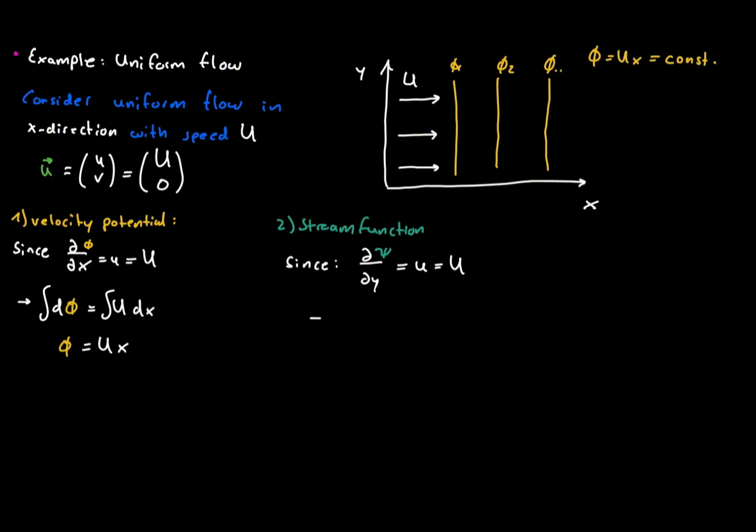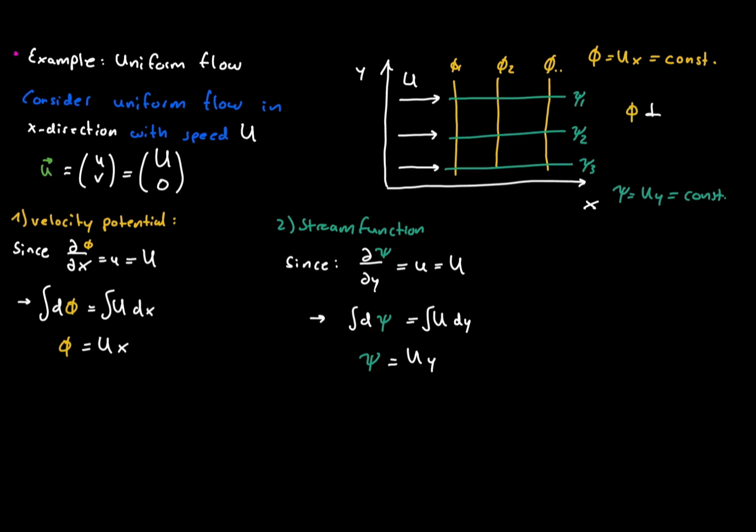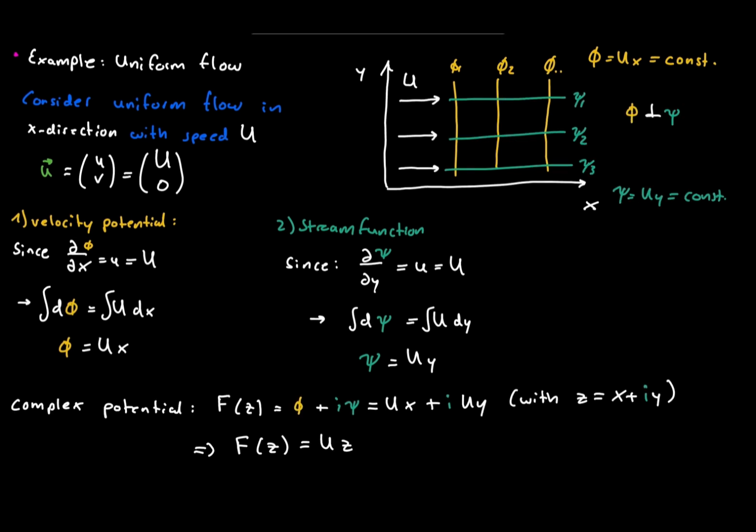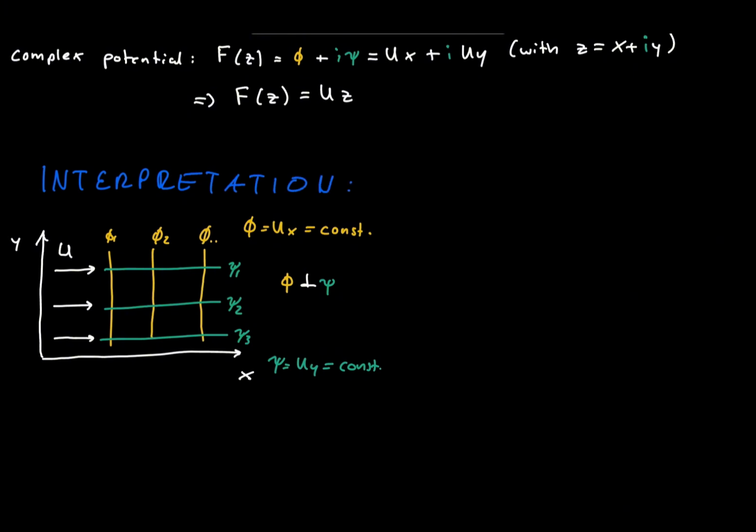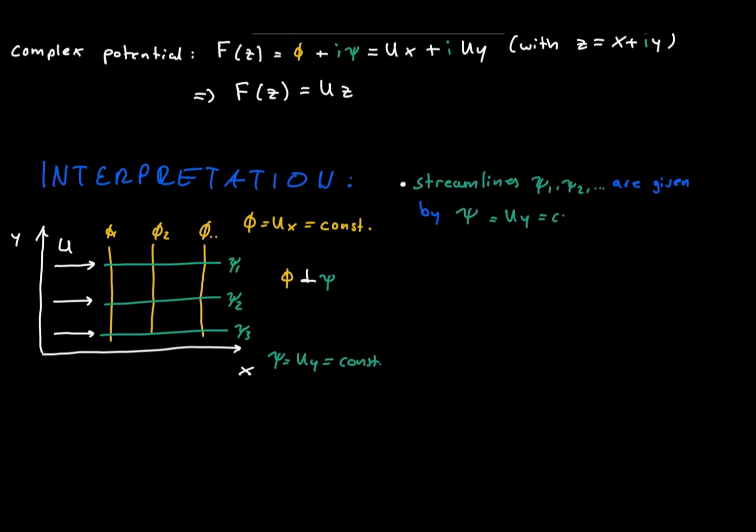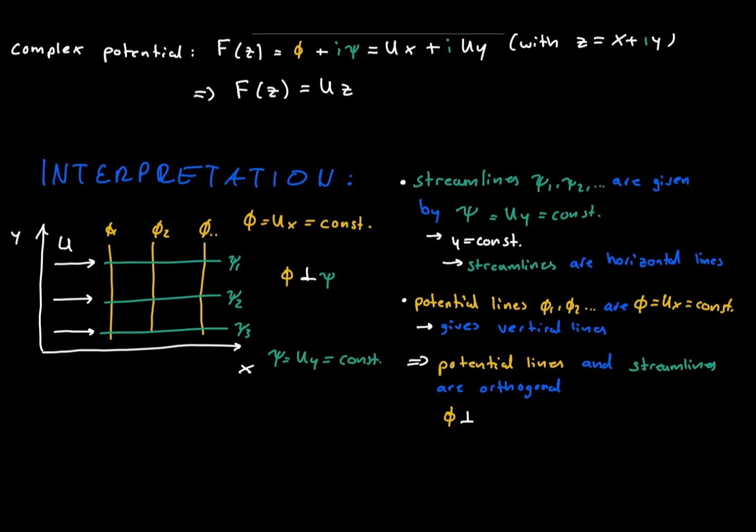From the definition of the stream function, we obtain that psi equals u times y. The streamlines are therefore given by constant values of psi, which correspond to horizontal lines. This matches exactly what we expect for uniform flow moving in the x direction.